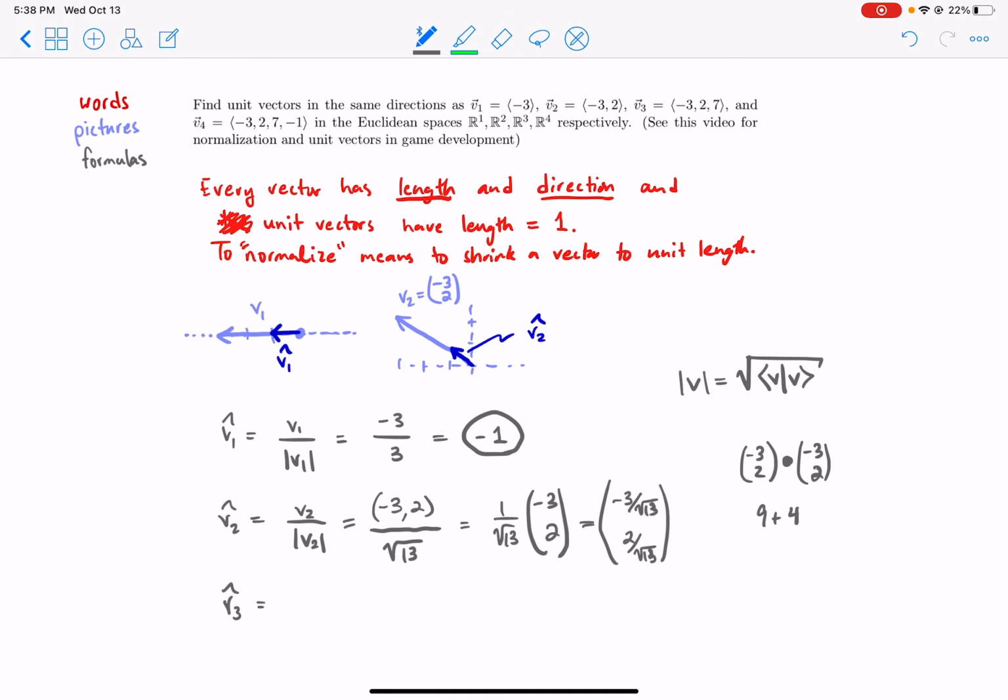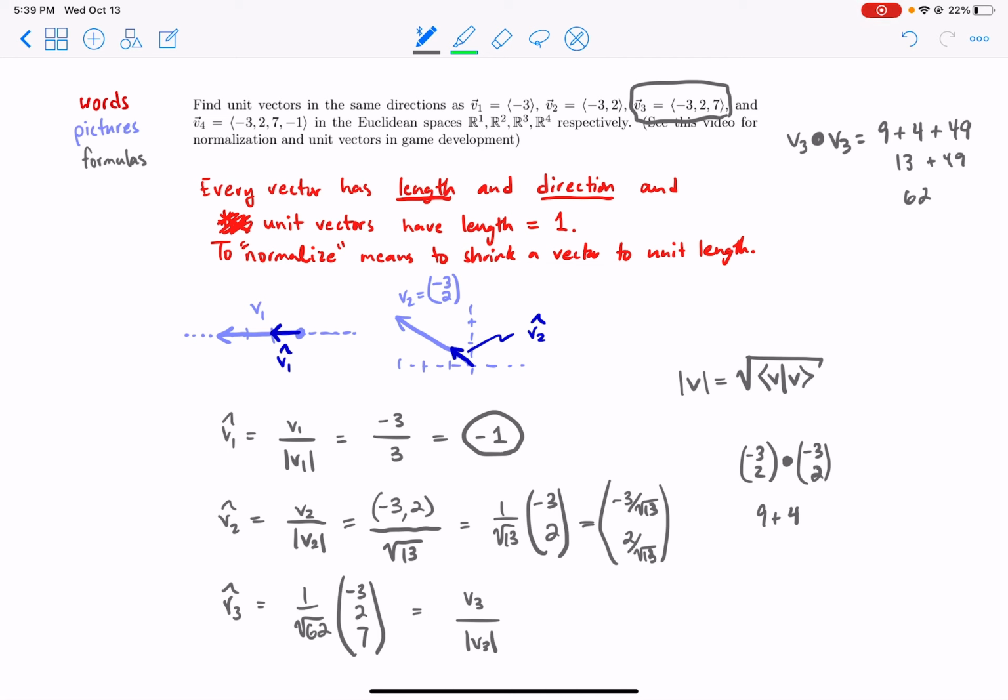V3 hat, now what's V3? V3 was this vector. Okay, so I just need to find its length, so its dot product with itself is... I think that's right. And so it's just going to be 1 over square root of 62 times v3. So this is the formula, the vector itself divided by its length.